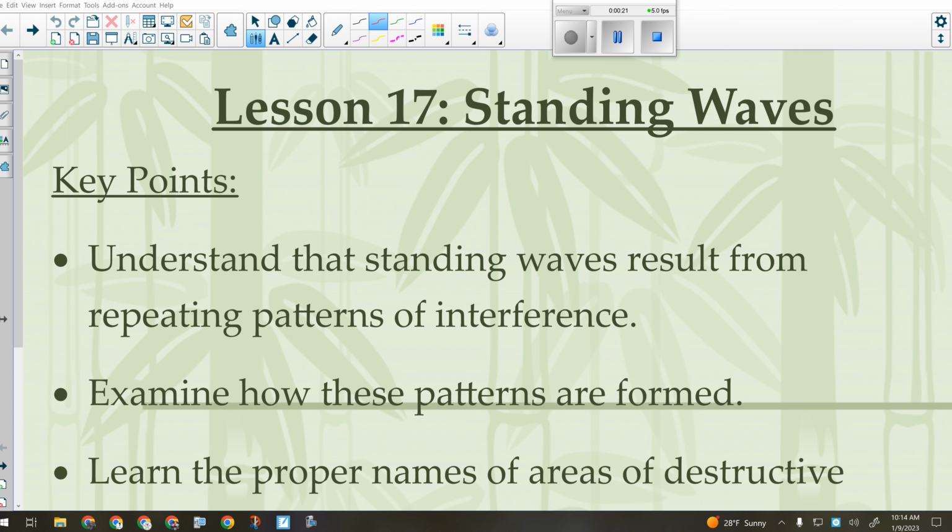But how will it reflect? Anybody remember? Inverted. So if it was coming in as a crest, it's going to hit that and come back as a trough. Everybody with me there? Okay, so that's what we're talking about.